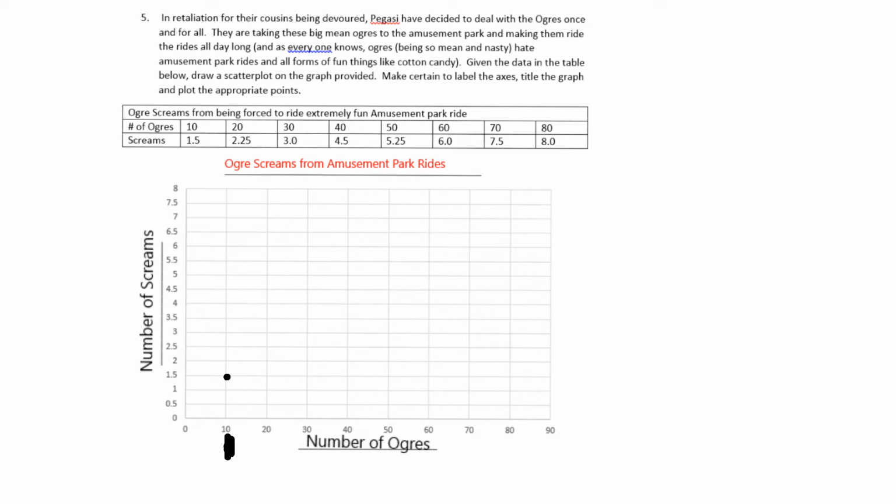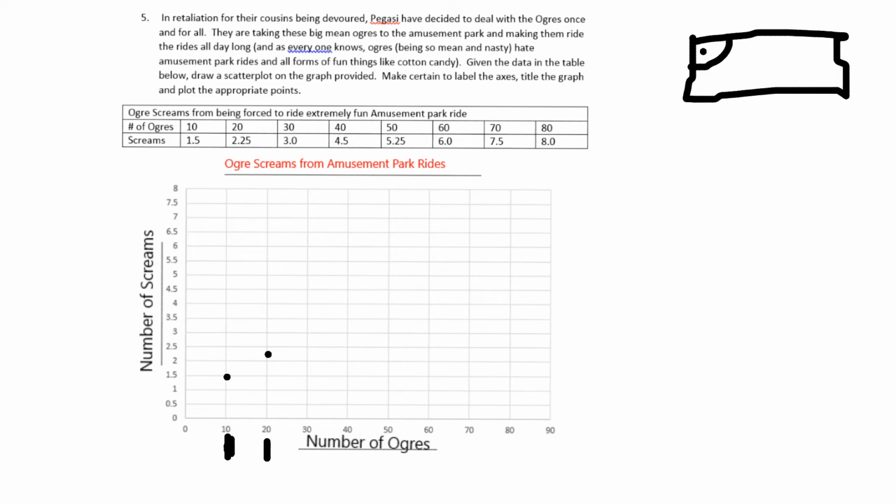Now I'm going to move on to 20. When the number of ogres is 20, the screams are 2.25. And 2.25 is actually going to be right in between 2 and 2.5. As I've said before, when you're trying to remember where a decimal is exactly, it helps to think about money.